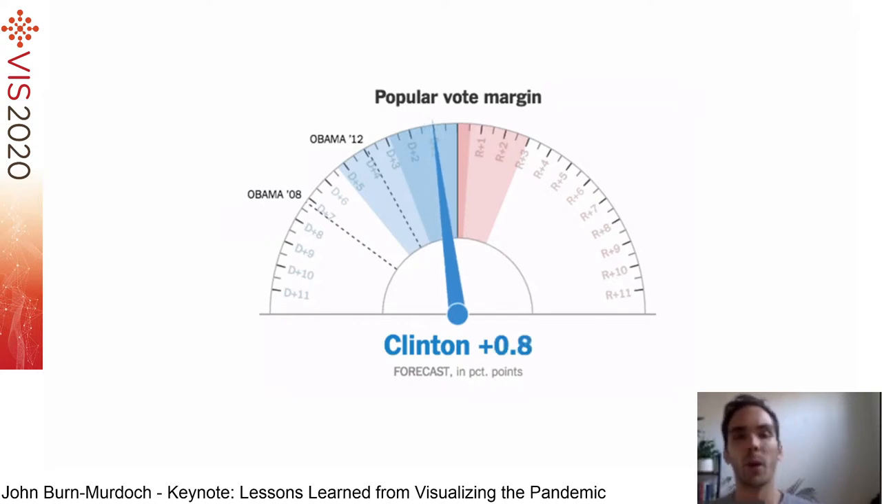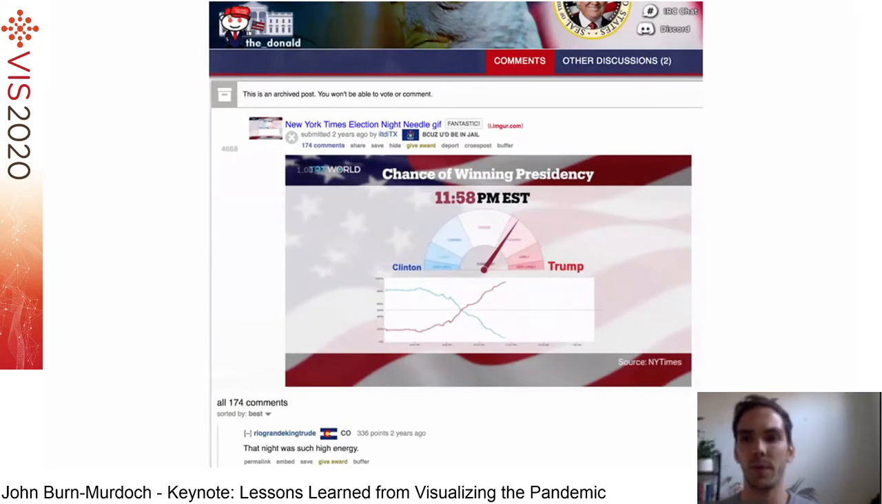So for all the blowback that this chart was getting on social media among circles of, let's say, people who didn't vote for Donald Trump, if you look at forums of people who supported Trump, there was actually effusive praise for that visualization. People really thought it was a wonderful way of showing what was happening.